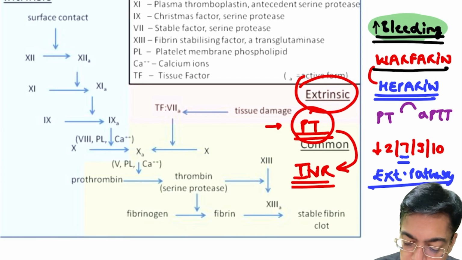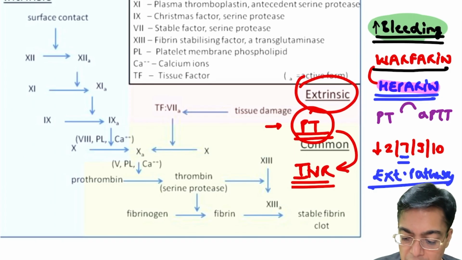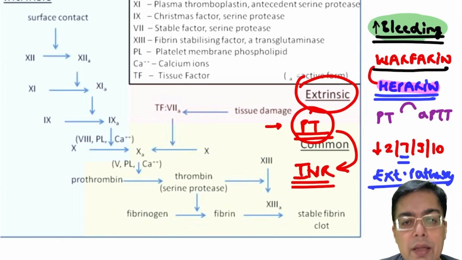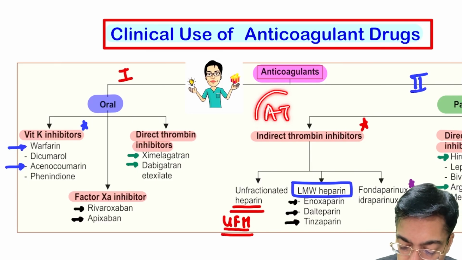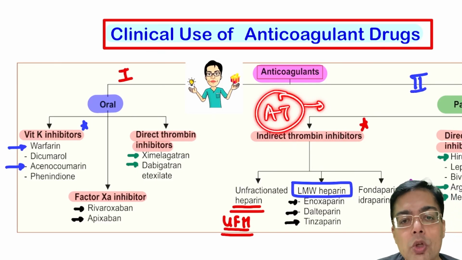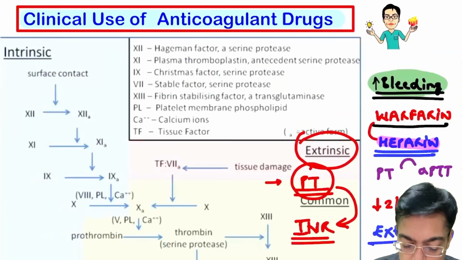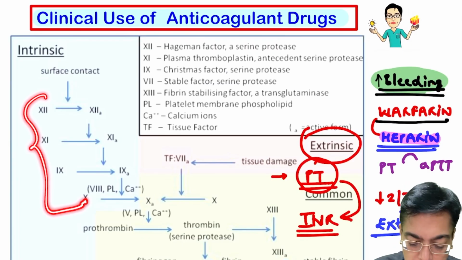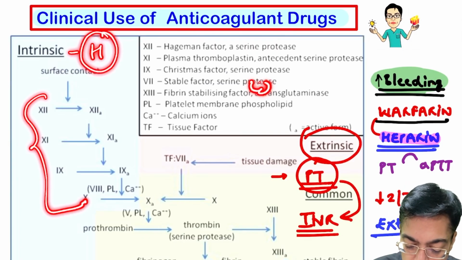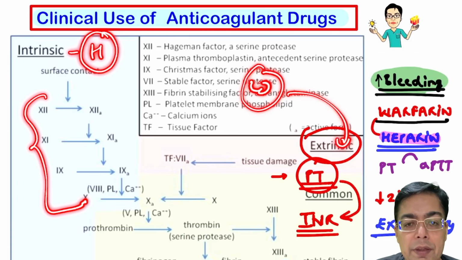On the other hand, if I'm talking about a drug like heparin, heparin acts in an indirect manner. What was the indirect manner? Heparin was a drug which increases the activity of antithrombin. So this drug is going to decrease the activity of factors 12, 11, 9. And whenever I'm talking about factors 12, 11, 9, it involves the intrinsic pathway. So simple thing is, heparin affects the intrinsic pathway, warfarin affects the extrinsic pathway.